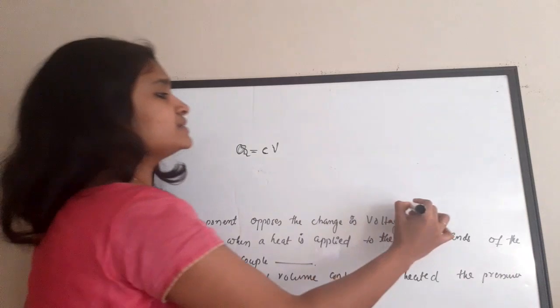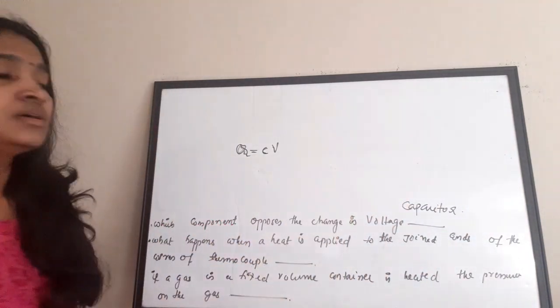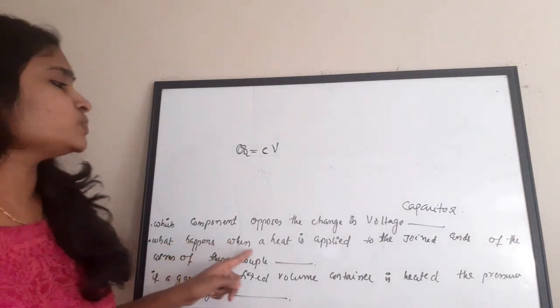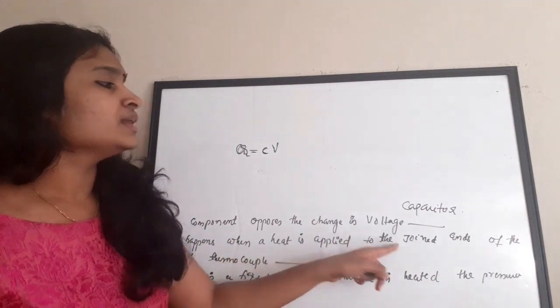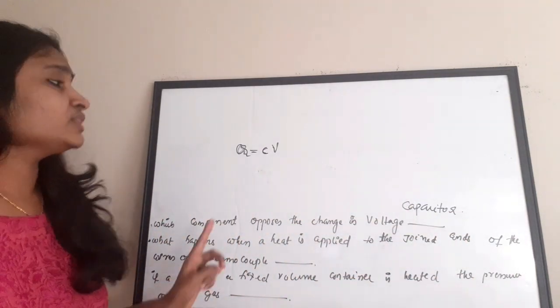Okay, so the correct answer is capacitor. This is one of the basic theories of capacitors. It opposes the change in voltage. Next question. What happens when heat is applied to the joined ends of the wires of a thermocouple?